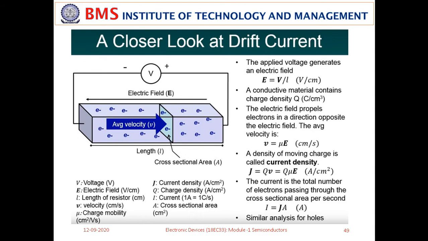Another thing is that a conductive material also contains charge density, which is Q. The unit for Q is coulombs per centimeter cube. We always measure the charge flow in terms of per centimeter cube, so that's why it is coulombs per centimeter cube. That's the charge on the electron. A conductive material contains this charge density Q. So that's the thing.